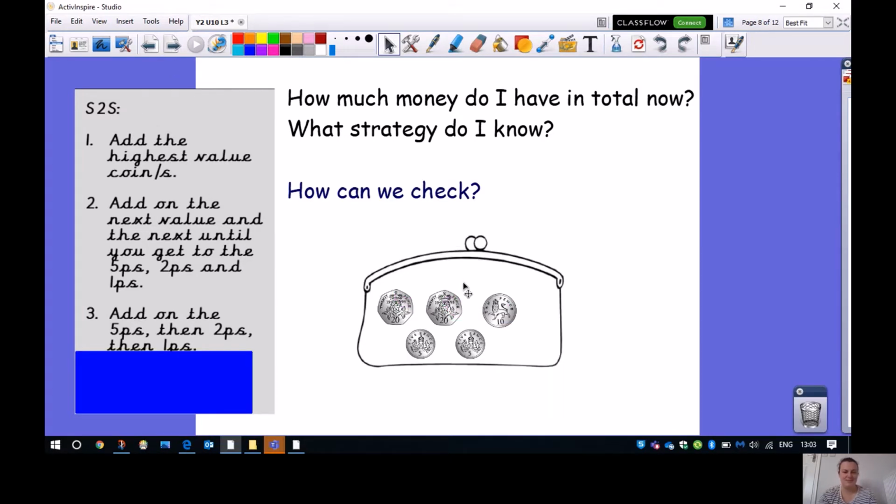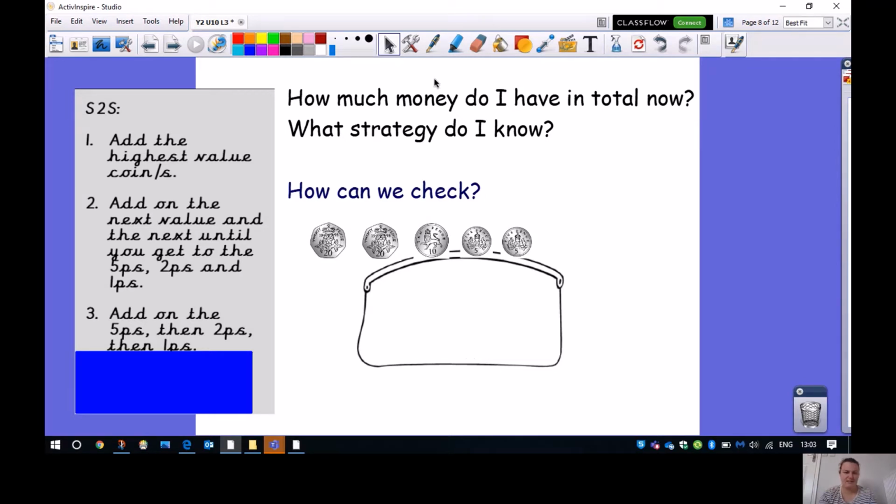Let's have a look at the next one. What's my biggest value coin? I've got 20, 20, 5 or 10. 10 is greater than 5, isn't it? And 5 and 5. So let's do the steps to success.